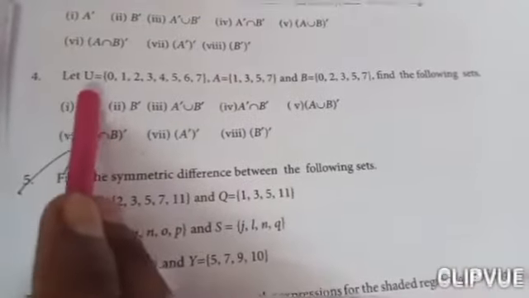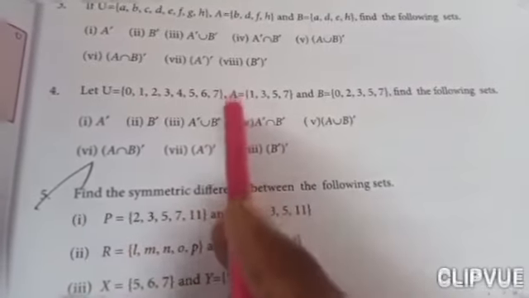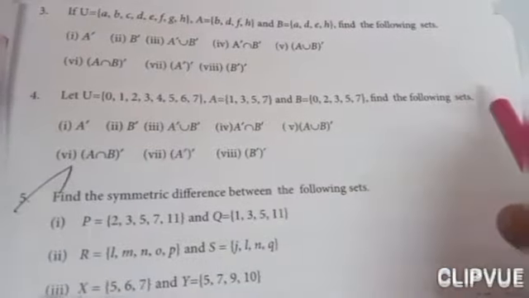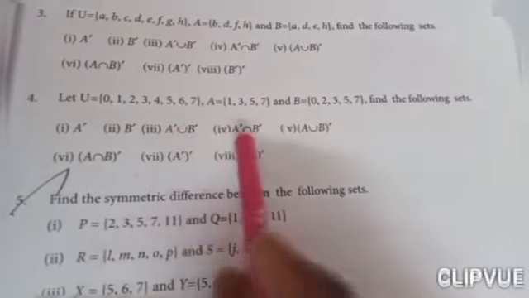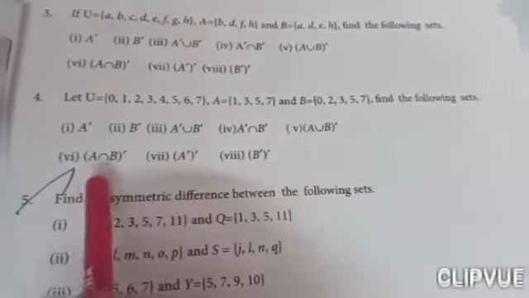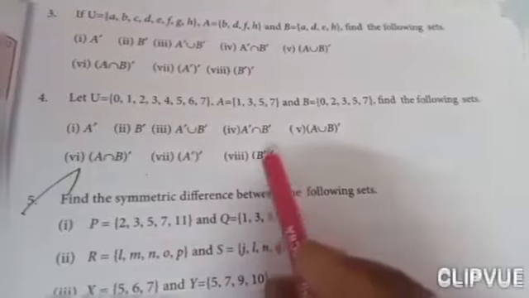Let universal set U equal 0, 1, 2, 3, 4, 5, 6, 7. Elements of set A: 1, 3, 5, 7. Elements of set B: 0, 2, 3, 5, 7. I have to find A dash, B dash, A dash union B dash, A dash intersection B dash, A union B the whole dash, A intersection B the whole dash, A dash of dash and B dash of dash.